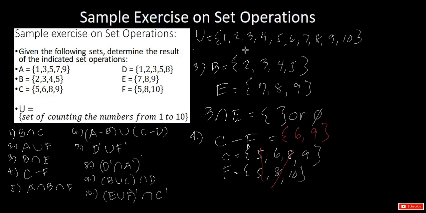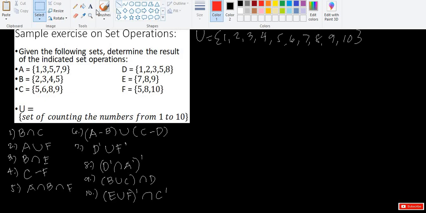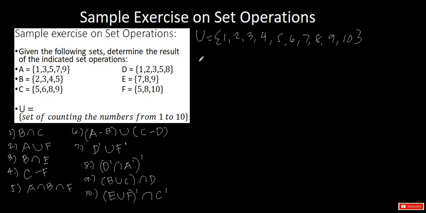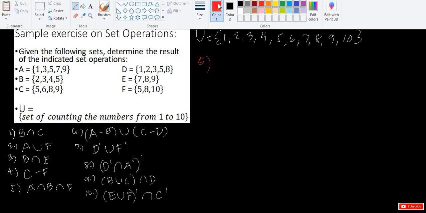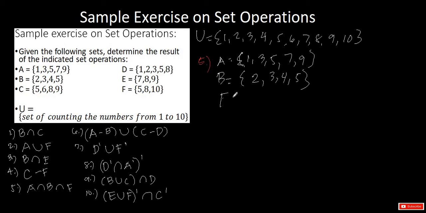Let's have more space. Okay, let's try number 5. The problem is A intersection B intersection F. So let's list the elements of set A first: 1, 3, 5, 7, and 9. And we have set B containing the elements 2, 3, 4, and 5, and set F containing the elements 5, 8, and 10.